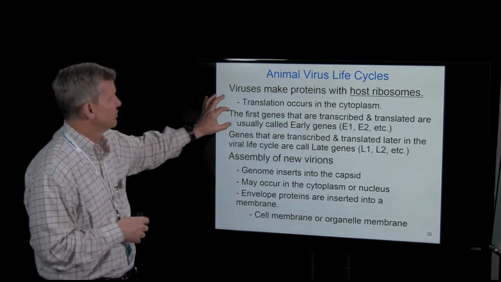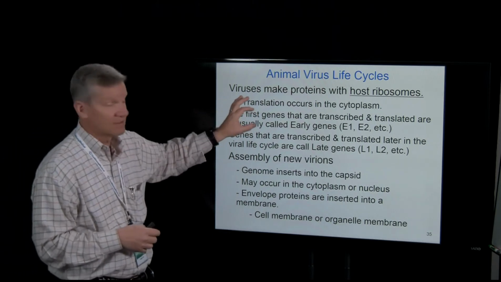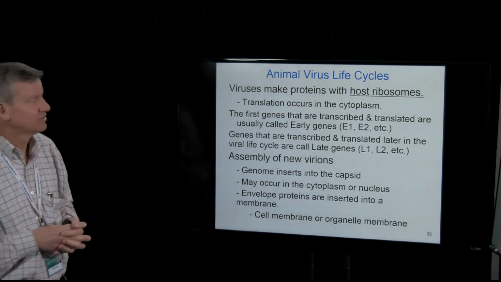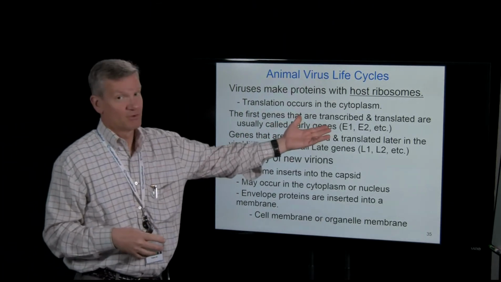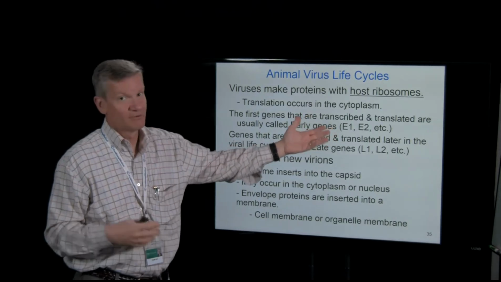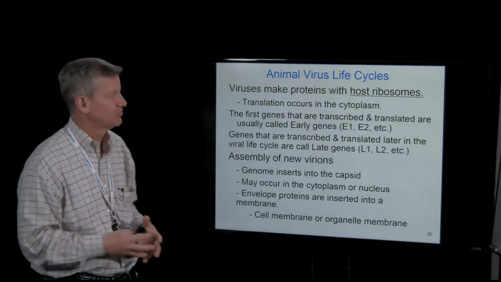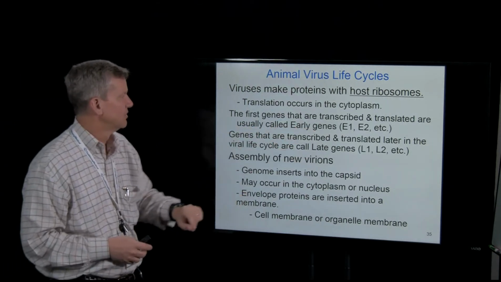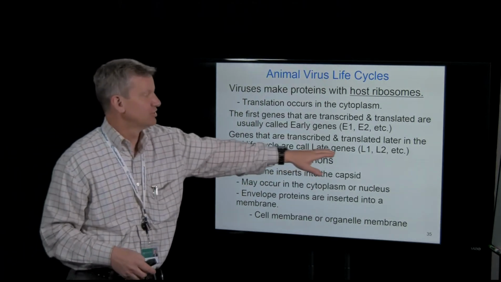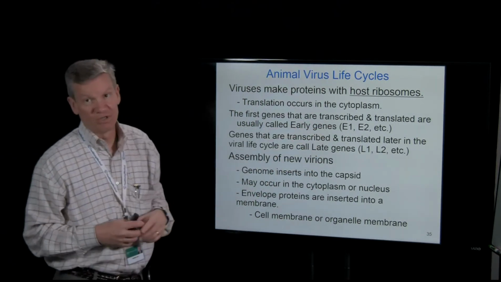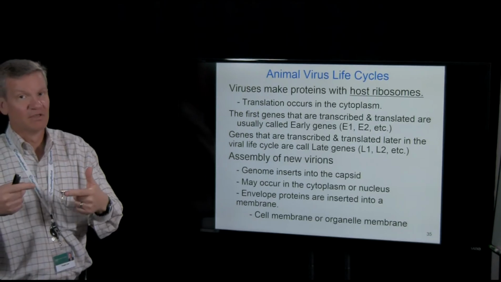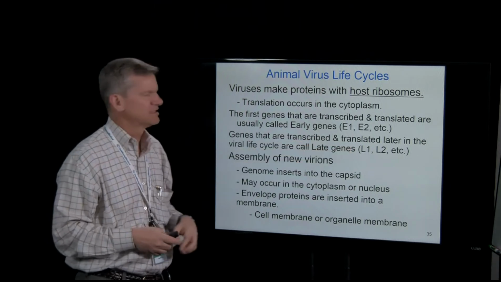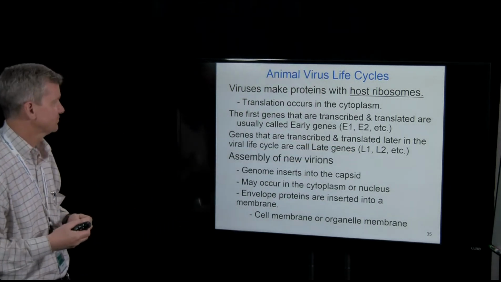Some of the nomenclature that we use in virology is, not terribly original. The first genes that are transcribed and translated are called early genes. Like the first one we find usually in a virus, we call it E1 for early 1. Second one we find, early 2, not terribly original. And then the genes that are transcribed and translated later in the viral life cycle we call late genes. And typically early genes are polymerase genes because the virus wants to replicate its genome, and structural proteins like capsid proteins and envelope proteins are typically called late genes.